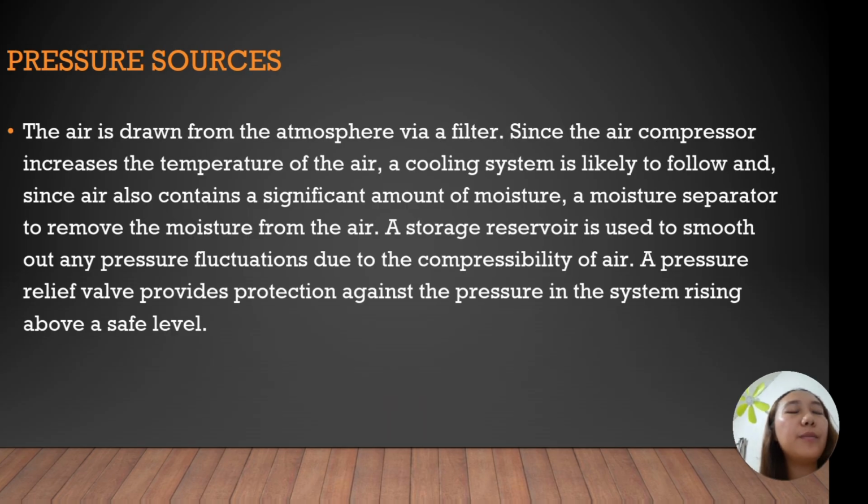The air is drawn from the atmosphere via a filter. Since the air compressor increases the temperature of the air, a cooling system is likely to follow. And since air also contains a significant amount of moisture, a moisture separator is used to remove the moisture from the air. A storage reservoir is used to smooth out any pressure fluctuations due to the compressibility of air. A pressure relief valve provides protection against the pressure in the system rising above a safe level.